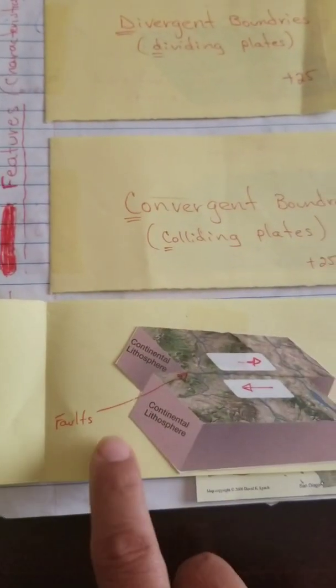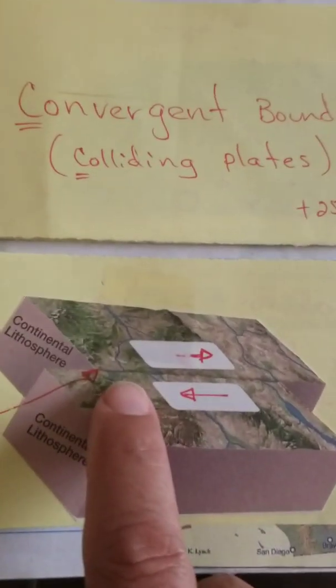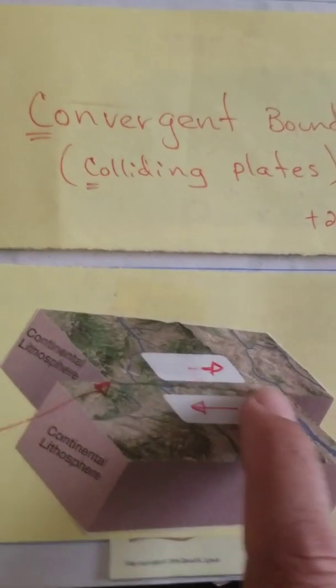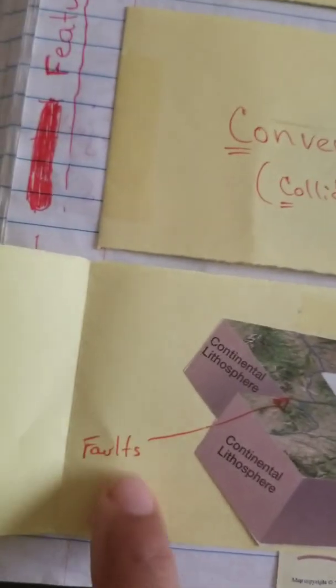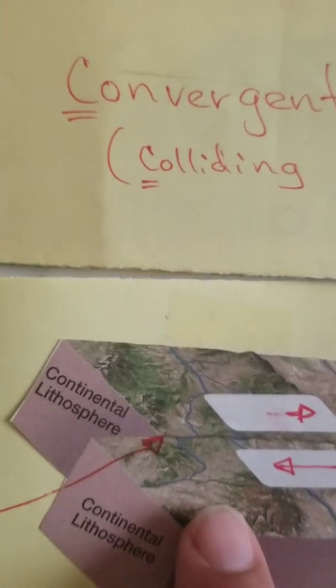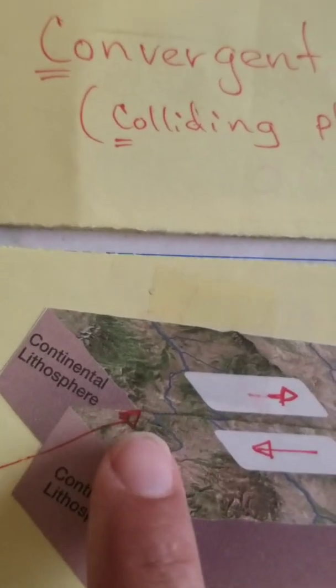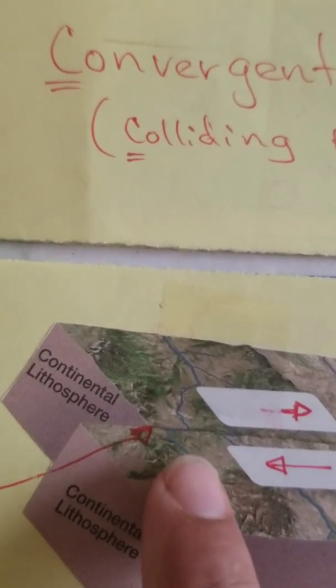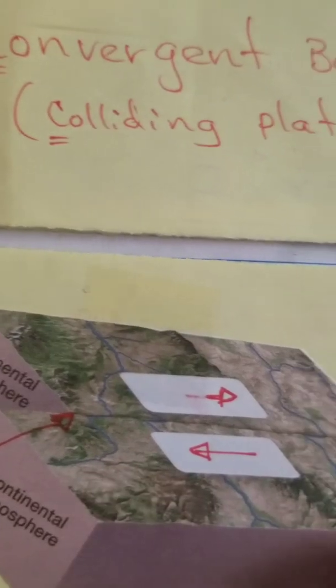Okay, so this is what we have, this line right in between the two plates. This is what we call a fault, right? Those faults, as you can see here in this example, a river that was going across actually got disconnected, right?